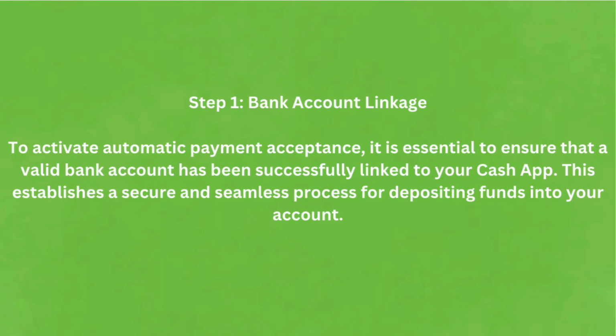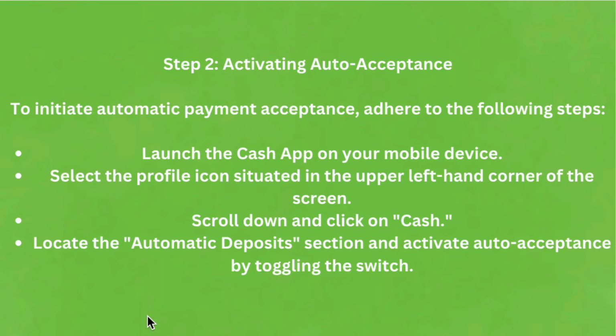But now when you have linked your bank account, the second step is going to be for us to activate the auto acceptance. So to initiate automatic payment acceptance, we need to follow these steps right here. Launch the Cash App on your mobile device. So make sure that you launch the Cash App on your mobile device, of course. Select the profile icon situated in the upper left hand corner of the screen. So click on your profile icon, scroll down and click on Cash.